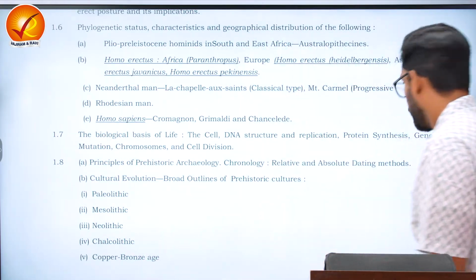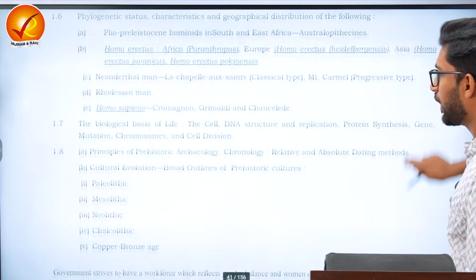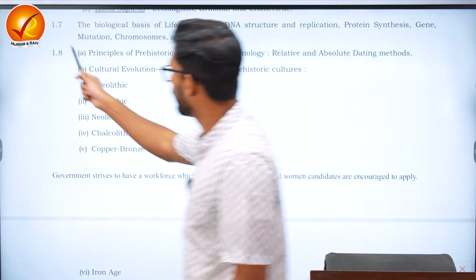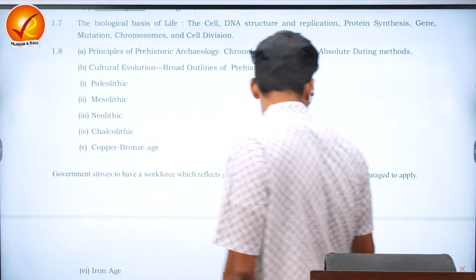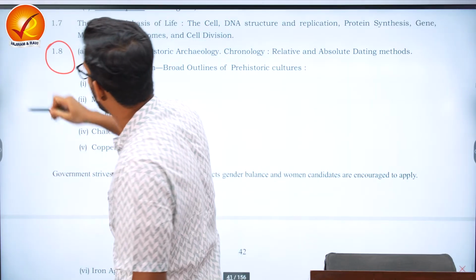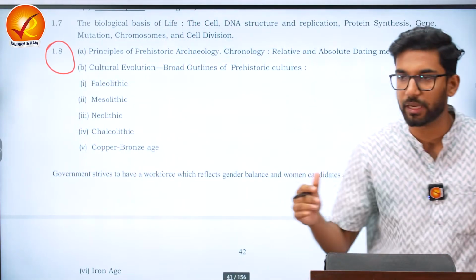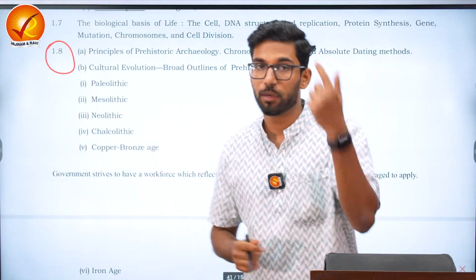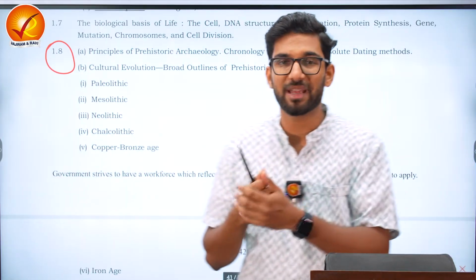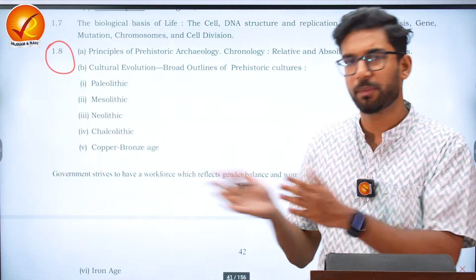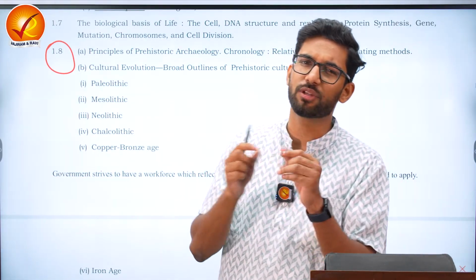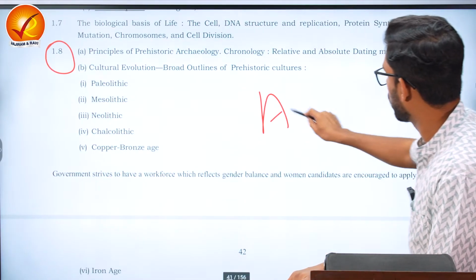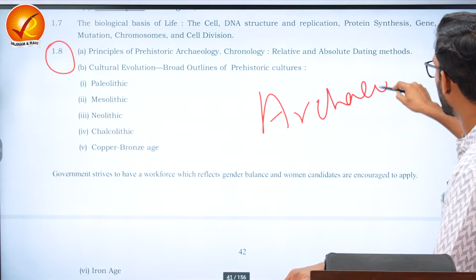Okay. Now we'll go to 1.8. So 1.8 is a very different topic from whatever we've just said. The first 1.1, 2, 3 was a general understanding. 1.4 was human evolution. 1.5 was primates. 1.6 was fossil primates or paleoanthropology. 1.7 was molecular biology, more or less. 1.8 is called archaeology.